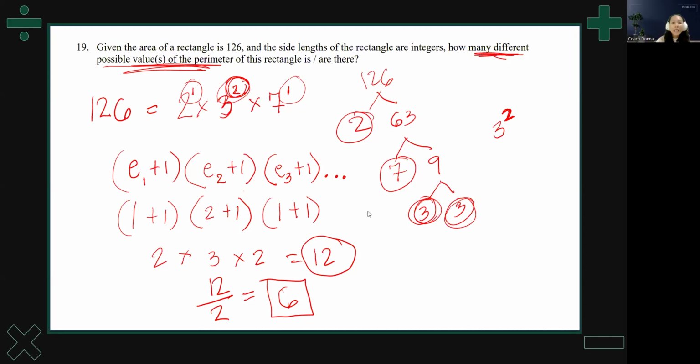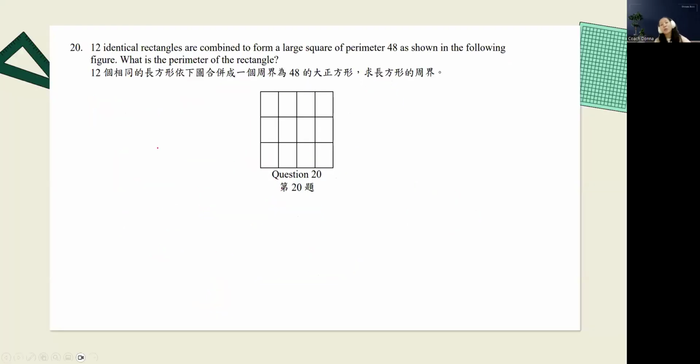Number 20. There are 12 identical rectangles combined to form a large square of perimeter 48 as shown in the following figure. What is the perimeter of the rectangle? All right. So you have 12 identical rectangles right here. If you want to form a large square of this perimeter, first let's divide 48 by 4, the number of sides of a square.